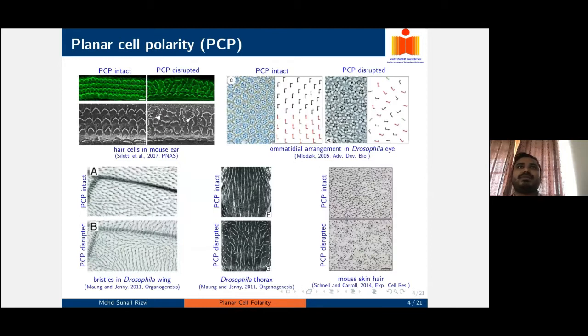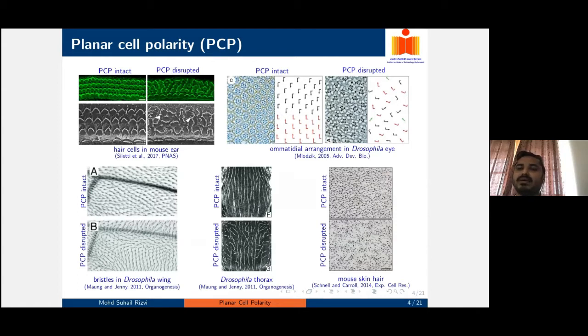This shows a couple of examples where the planar cell polarity has been disrupted by either some genetic mutation or some genetic perturbation in the experiments. You can see in the top left corner the arrangement of hair cells in the ear of a mouse. When the PCP is working fine, the hairs are oriented in a very orderly fashion. When the PCP is disrupted, the organization of those cells is completely disordered. And this is not only limited to hair cells, but to several organs.